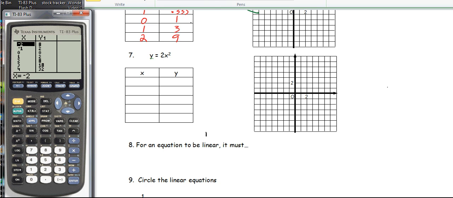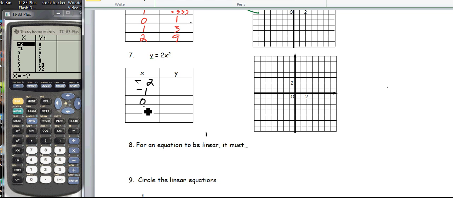I'm starting at negative 2. So I have negative 2, negative 1, 0, 1, and 2. And I copy down my values from the y column on the right: 8, 2, 0, 2, 8.